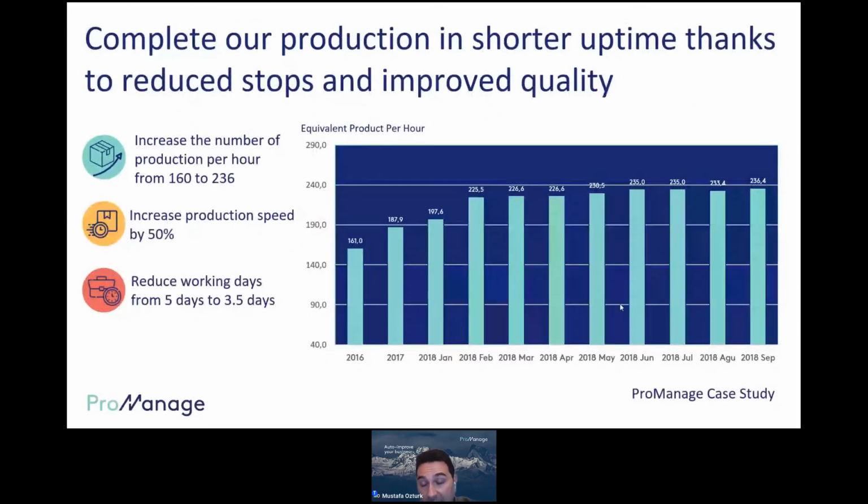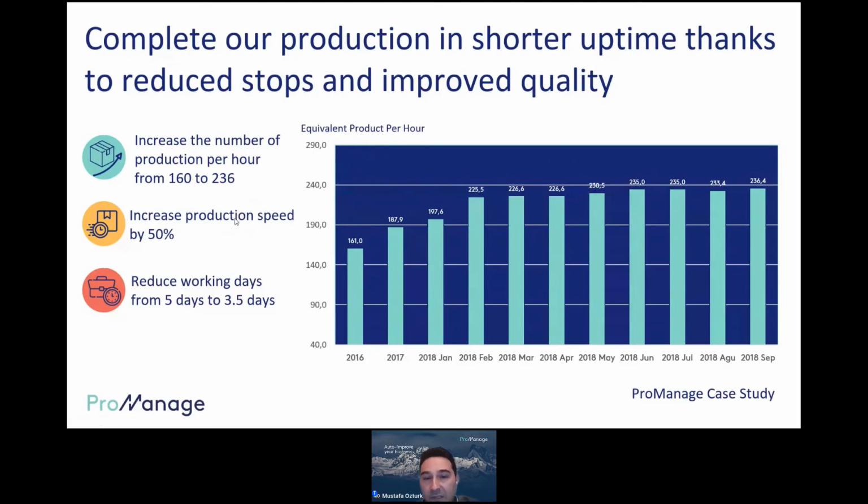This is an example of a ProManage customer that went live at the end of 2016, and they were producing about 160 products per hour. That's their metric. It's equivalent product per hour. That's the amount of products that they produce, which they can sell to their customer. So they were at about 160, and they kept increasing until about 240 equivalent products per hour. So this is actually an increase of about 50% in production speed.